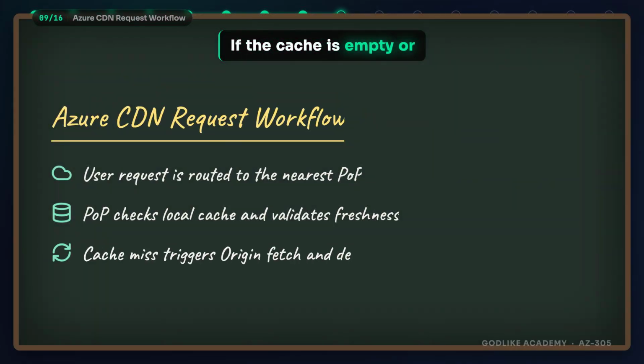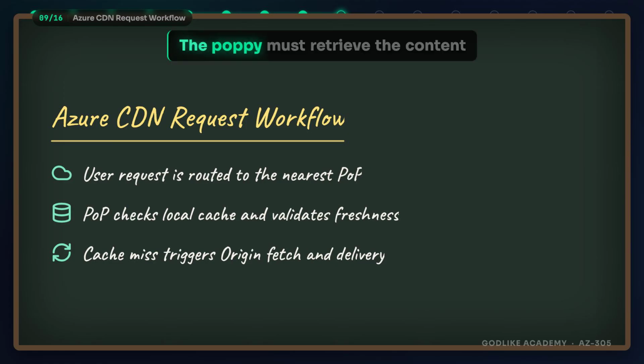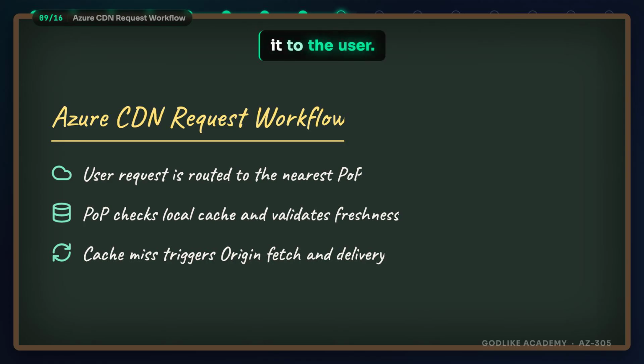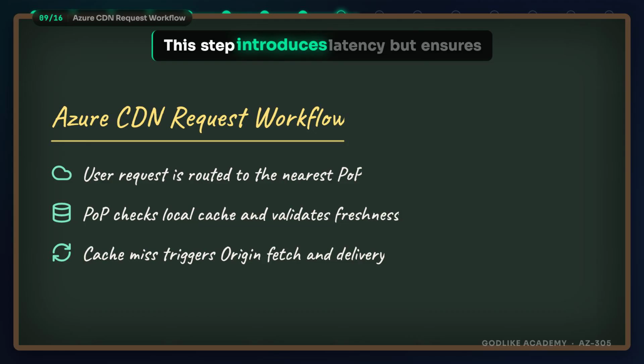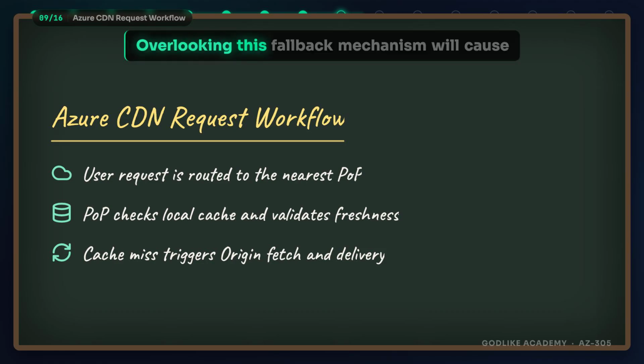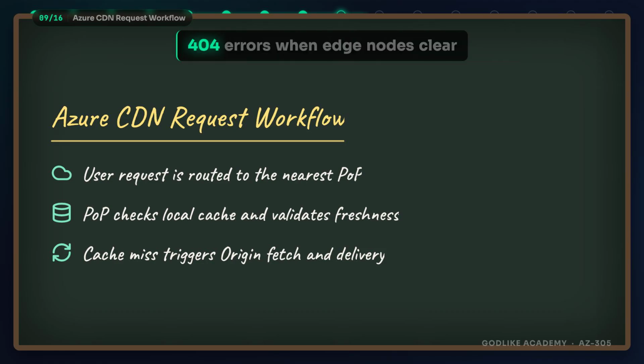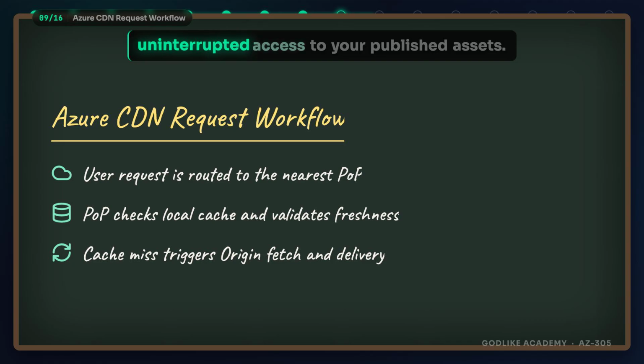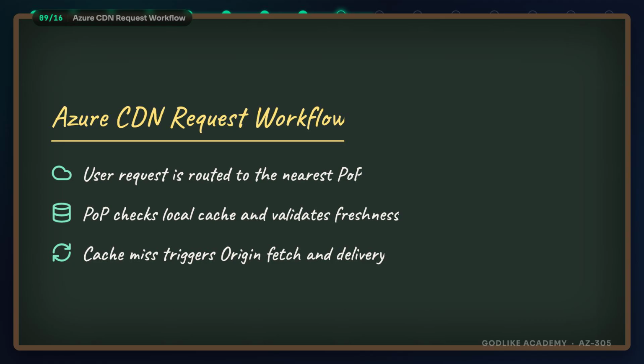If the cache is empty or stale, the workflow moves to the final phase. The POP must retrieve the content from your origin, store a copy for future requests, and then deliver it to the user. This step introduces latency, but ensures data freshness. Overlooking this fallback mechanism will cause 404 errors when edge nodes clear their storage, frustrating users who expect uninterrupted access to your published assets.